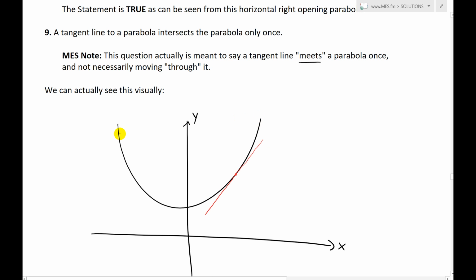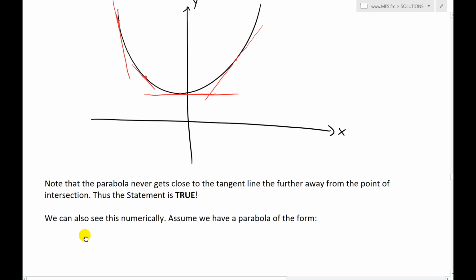If we had a tangent line over here, it's going to be on the outside. If we had one somewhere here, it's going to be vertical or horizontal, and it's never going to touch. So one over here, it's only going to touch once, and then never touches it again. That's how it's going to look visually.